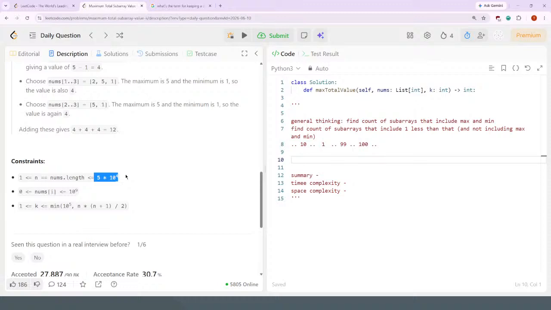For each number, I'm trying to think of how far it can extend, how far it can extend leftward and rightward as the lowest or the highest. And then somehow how far it can extend leftwards or rightwards as the lowest and the highest.